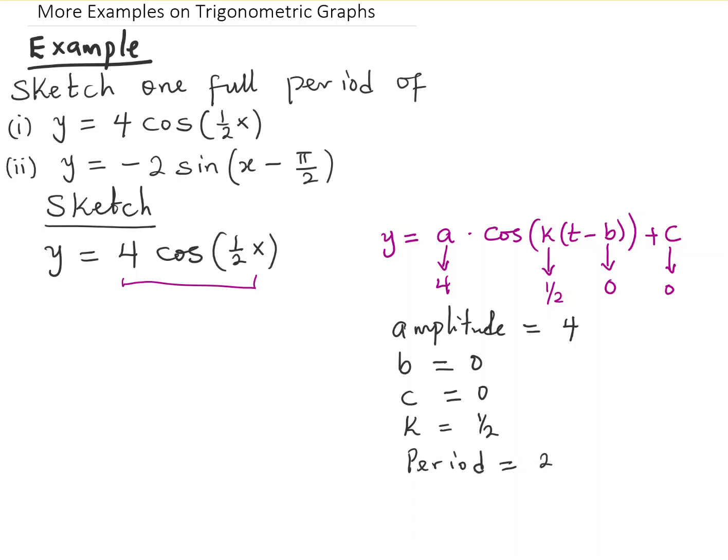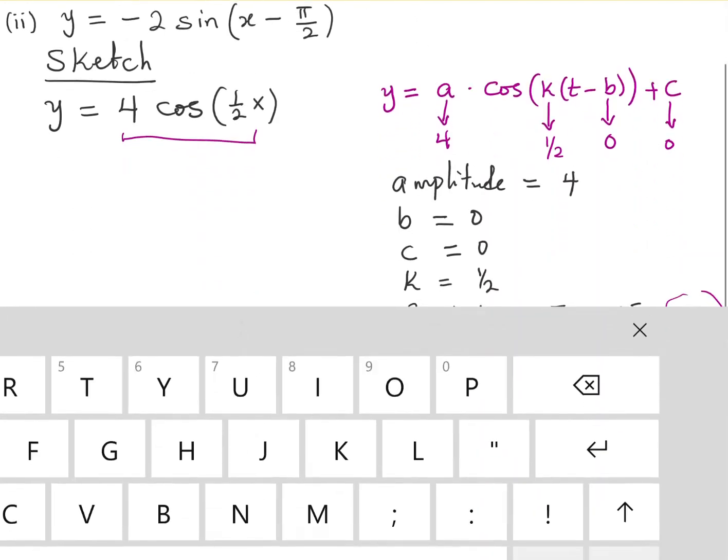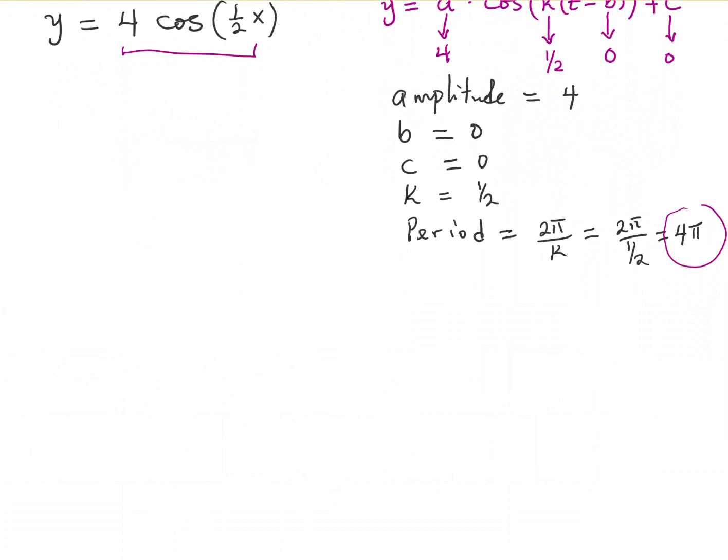As we know, the period is 2 pi divided by k, which means we have 2 pi divided by our k, which in this case is half. And now it is 4 pi, meaning that the period is 4 pi. And like we had in class, all we need to do now is to look at this 4 pi and divide it into 4 quadrants. That is, each quadrant will be pi. So let us look at what we have now.